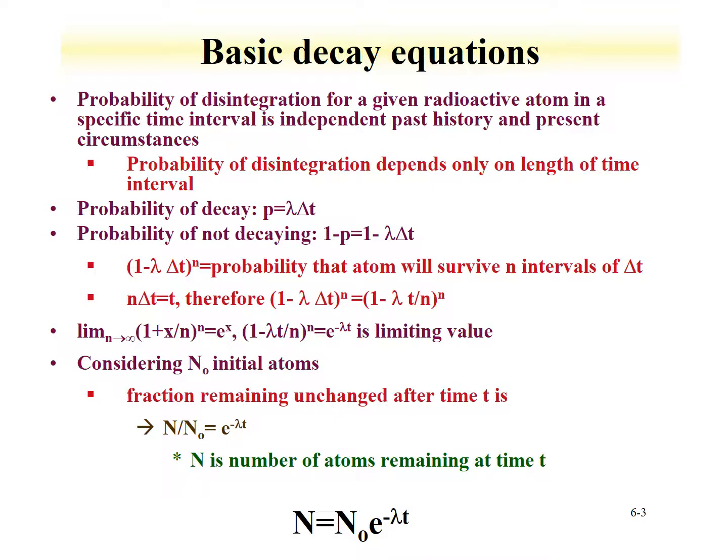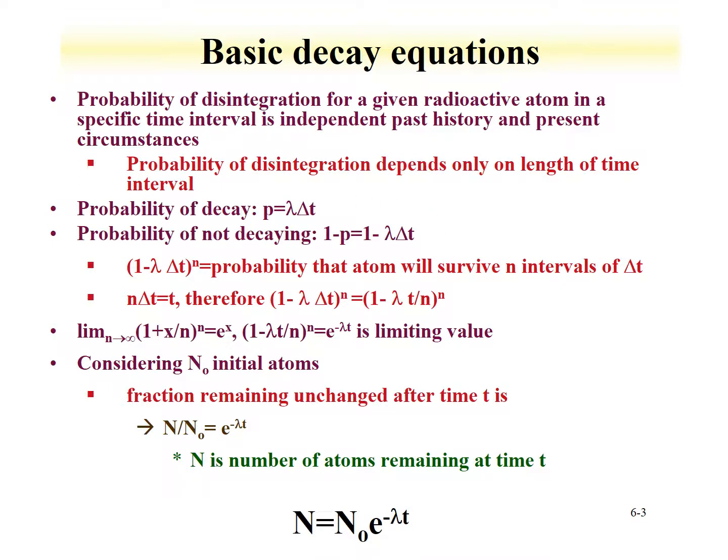We'll go over some basics of decay equations. Basically, the only factor that's important for radioactive decay is the length of time in which I'm going to observe whether or not the decay occurs. This probability of decay, P, is equal to the decay constant times that time interval that I'm using. So the probability of an atom not decaying is 1 minus the probability. So 1 minus P is equal to 1 minus lambda delta t.